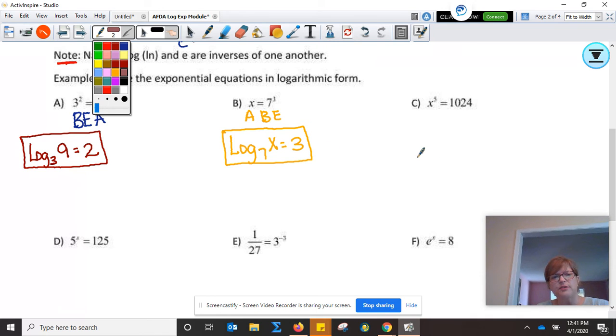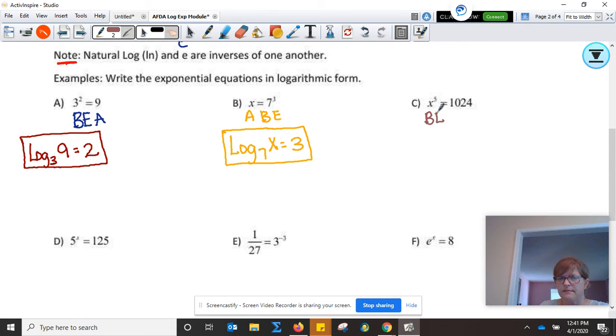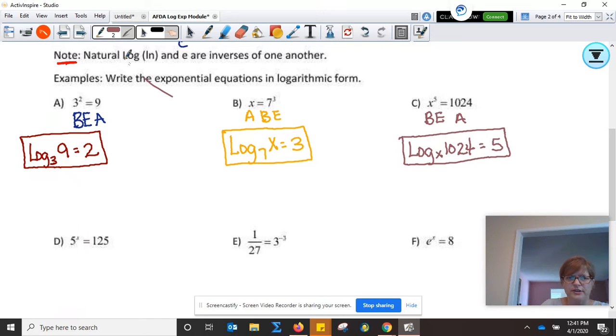Now, I want you to pause it and do C and D yourself. Try those two. All right, thank you. Now, since you're back, let's do this. Here's my base, exponent, and answer. So I'm just going to rewrite that: log base x of 1024 equals 5. Did you get that? I hope so.